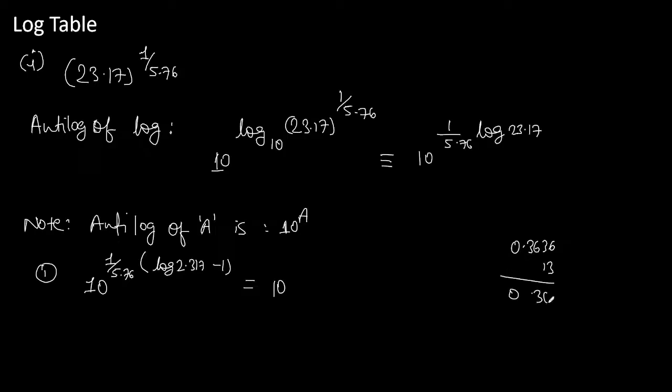So we'll give 0.3649. So we have 1 upon 5.76 with 0.3649. So log 2 base 10 is something like 0.300, so it is 0.37. We are doing minus, and after this we will get 10 to the power 1 upon 5.76. If it is minus, what should we do? We should calculate it.